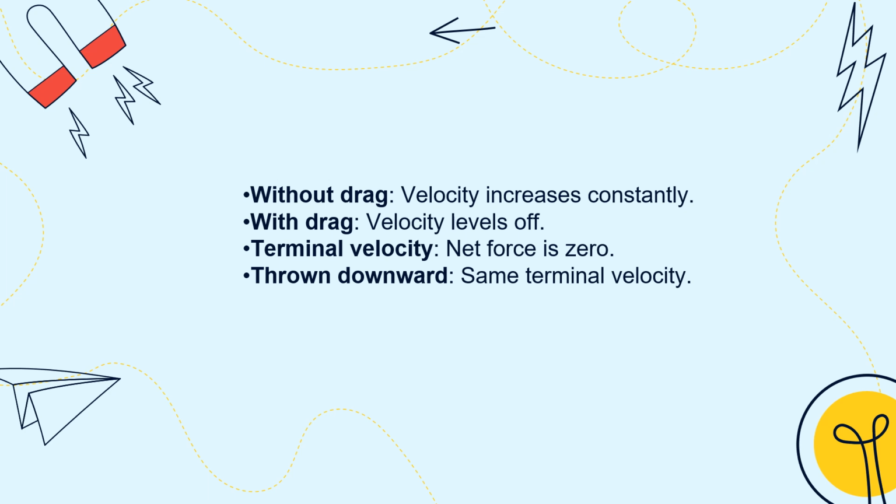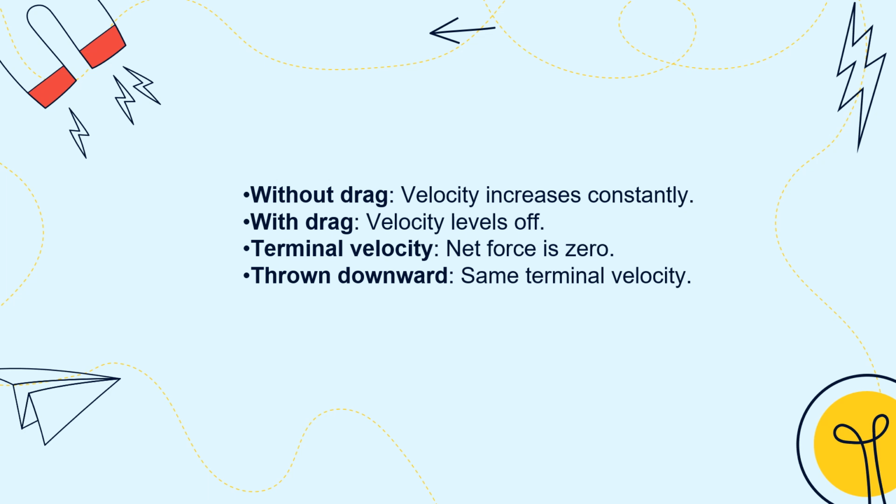Only the model with drag predicts a terminal velocity, and this happens because the drag force eventually balances out the gravity force, which stops further acceleration. When terminal velocity is reached, the net force becomes zero because the upward drag force equals the downward gravitational force. This means that the object moves at a constant speed without accelerating.